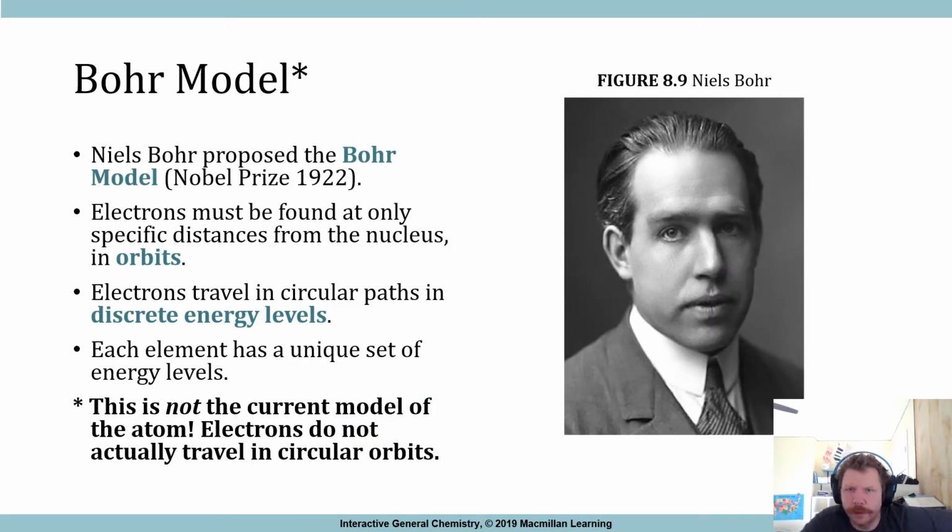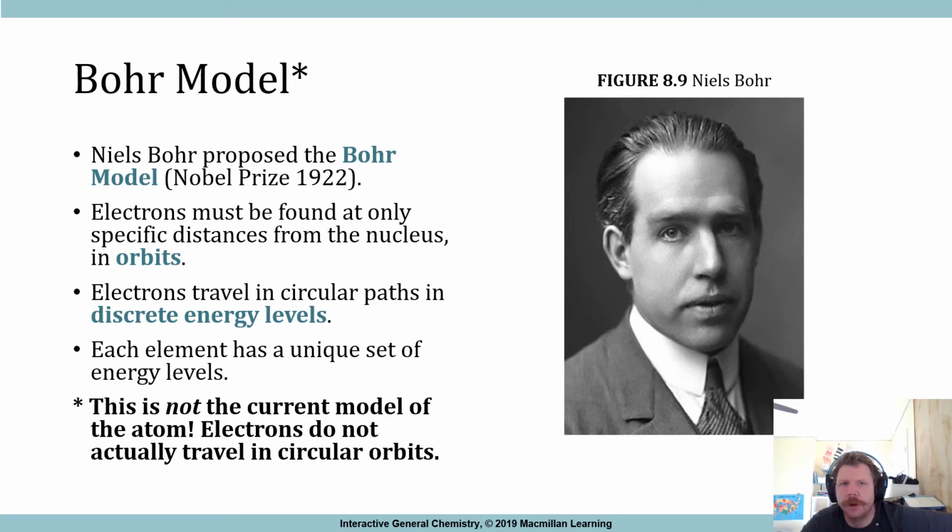Niels Bohr, this guy right here, proposed the Bohr model. It's a pretty clever name that he came up with. He won the Nobel Prize for it in 1922. The idea is that electrons must be found at only specific distances from the nucleus in orbits.